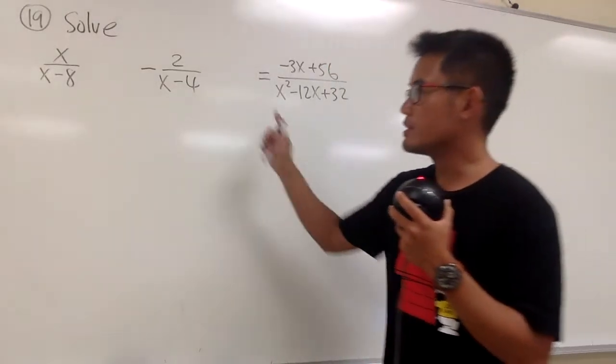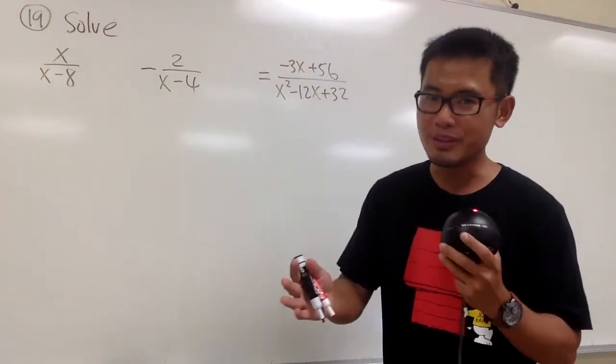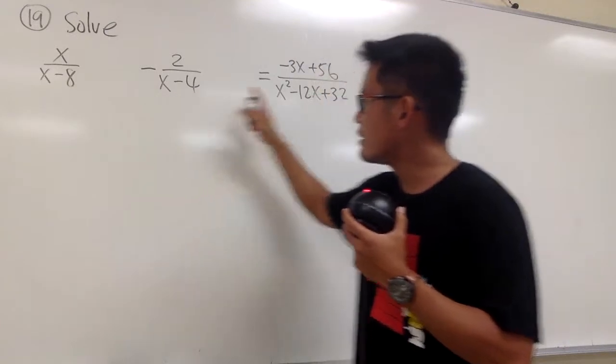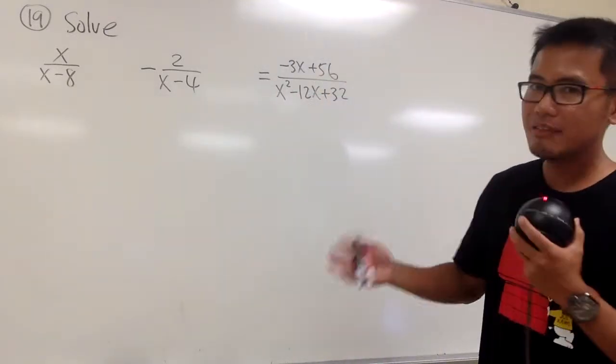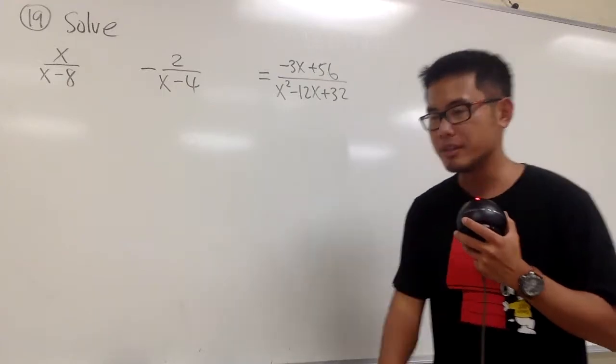Okay, for number 19, we'll be solving this rational equation, and you know the deal. We are going to factor just the denominators, all right? And then multiply everything by the lowest common denominator.